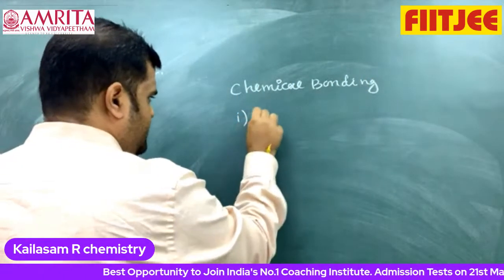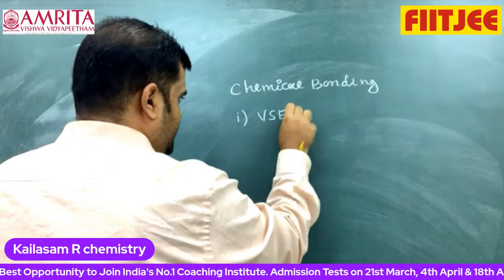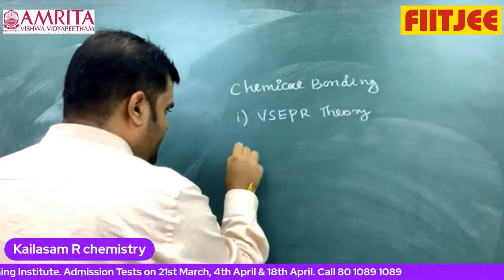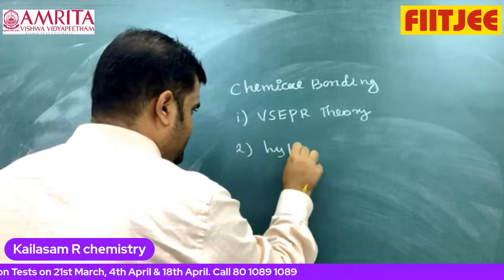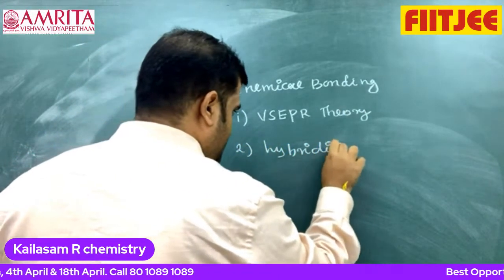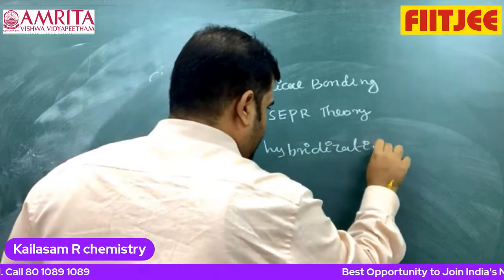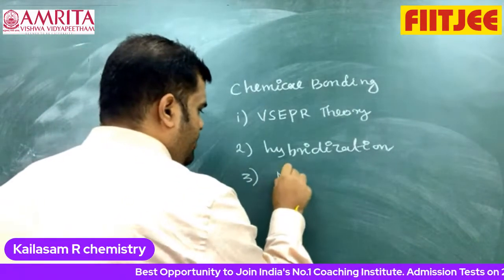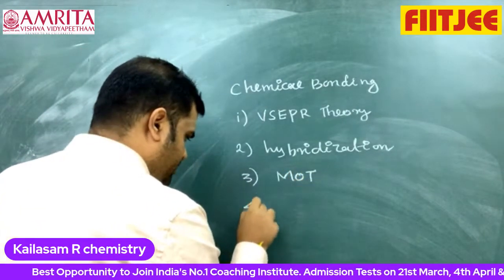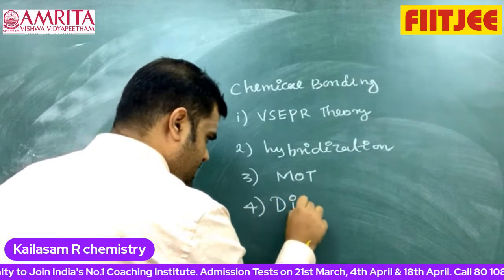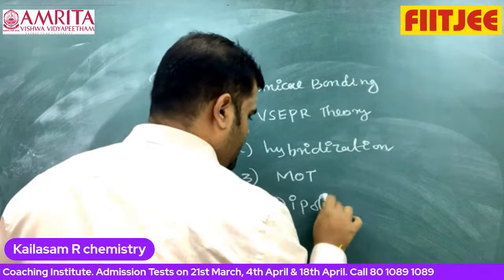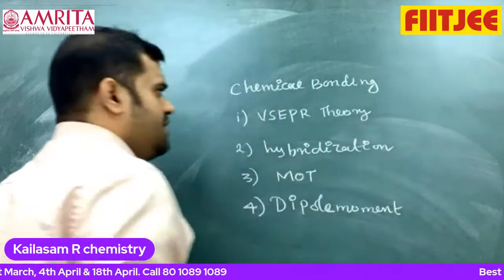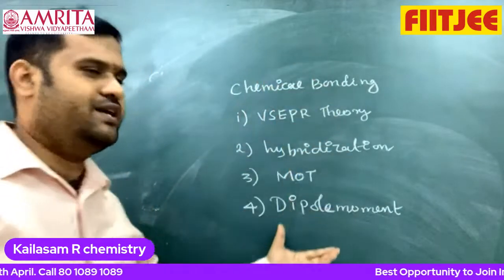In this, first we'll discuss VSEPR theory. Second will be hybridization. And third will be molecular orbital theory. And fourth will be dipole moment. So chemical bonding consists of four important topics.